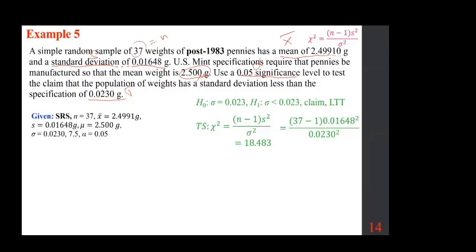18.483. That is your test statistic. What is it equal to? 18.483. You are going to come up with the critical value. This is a left tail test. Alpha is 0.05. Degrees of freedom is n minus 1, which is 36.